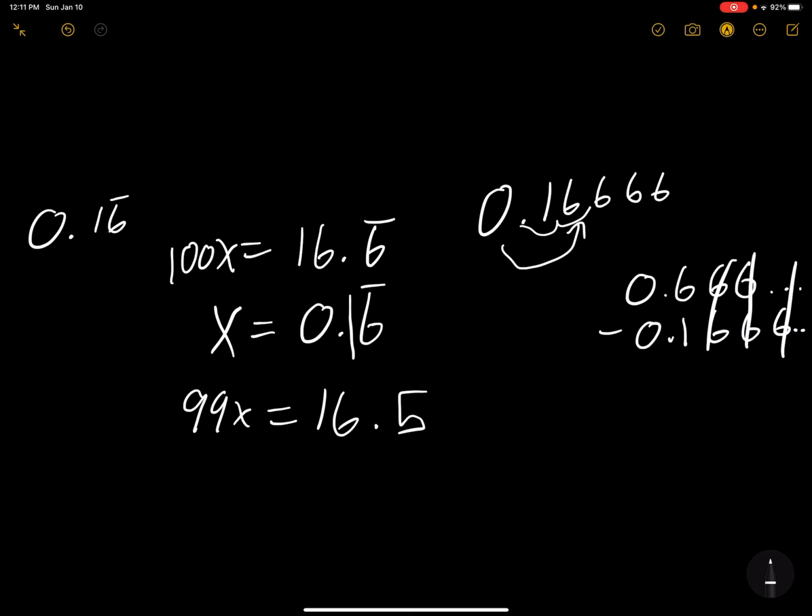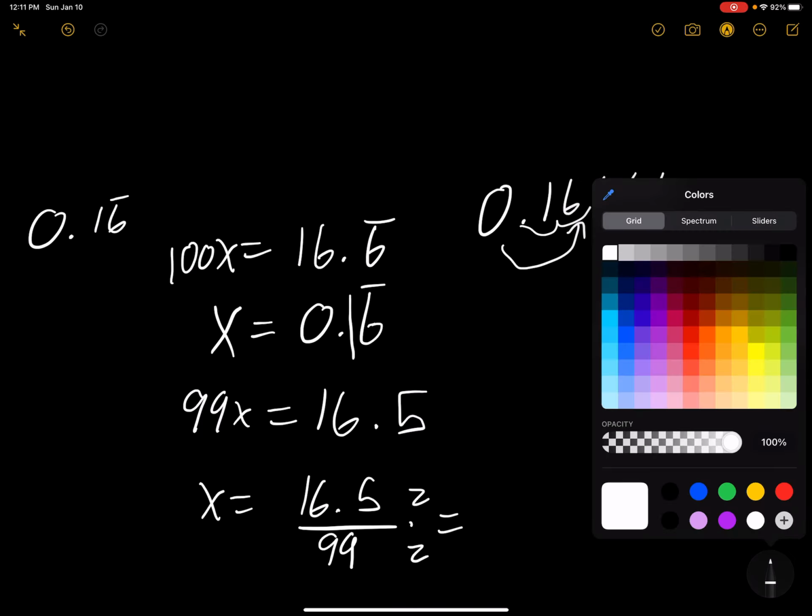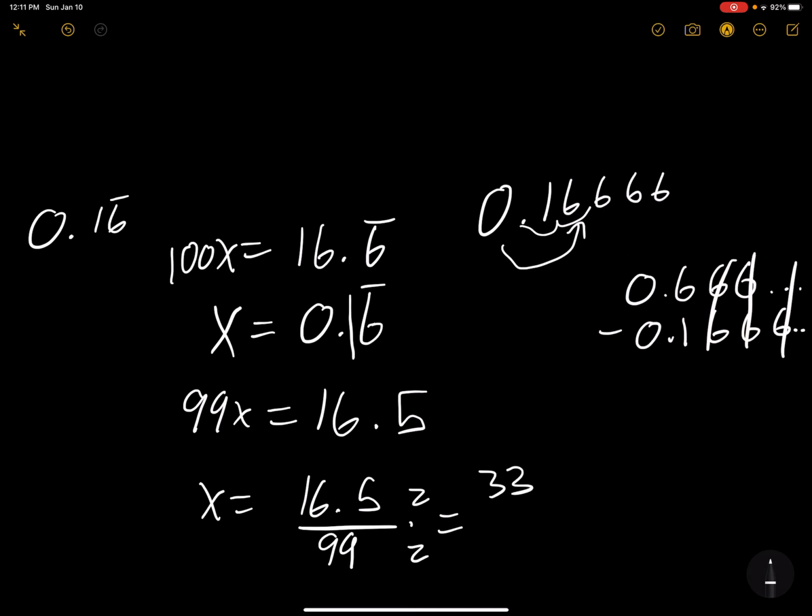I'll divide both sides by 99, and I'll get x equals 16.5 over 99. And now this one's a little rough looking. How can I fix this? Well, I don't like to have decimals in my fractions. So I'm actually going to multiply by 2 first, times 2 on top and bottom. This takes some manipulating sometimes. On the top, I'm going to get 33, and on the bottom, 99 times 2. I'm not even going to multiply it out.